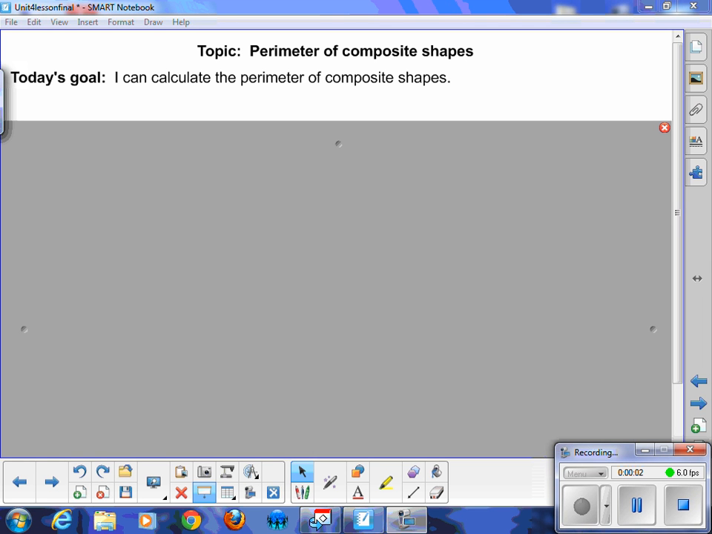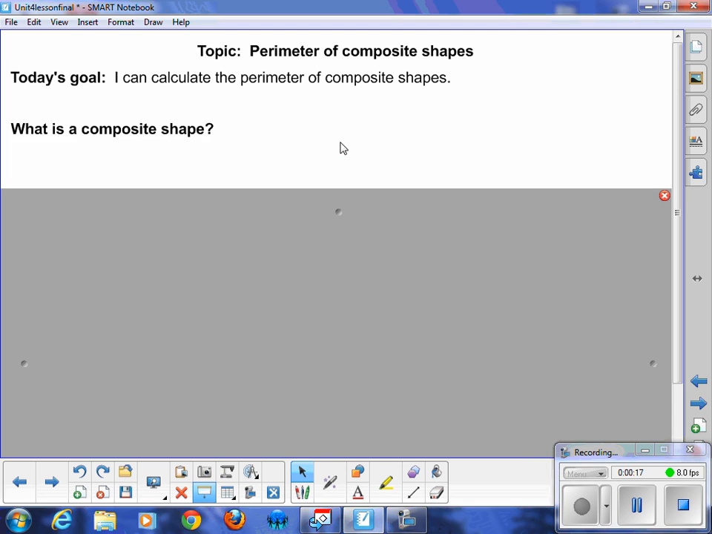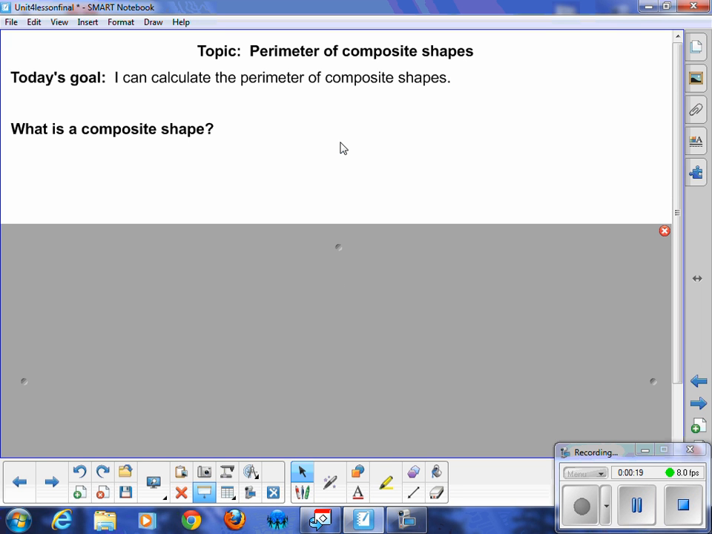Hello and welcome back. Now we are going to continue on with perimeter. We're doing perimeter of basic shapes for the homework. Now you're going to look at perimeter of what we call composite shapes. So the goal today: I can calculate perimeter of composite shapes. Fairly straightforward. The question is, and some of you are probably asking, what is a composite shape?